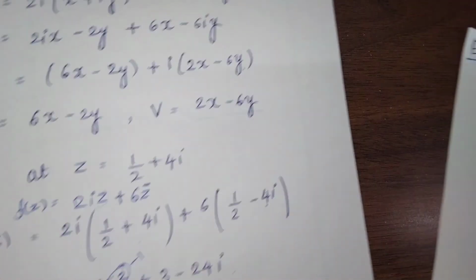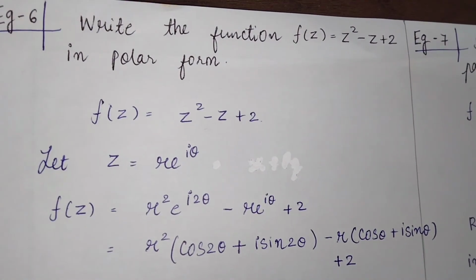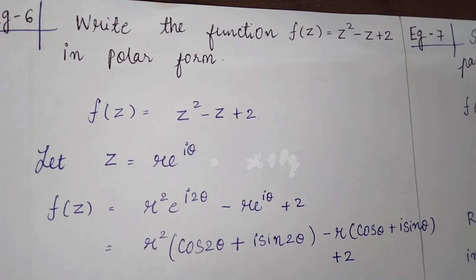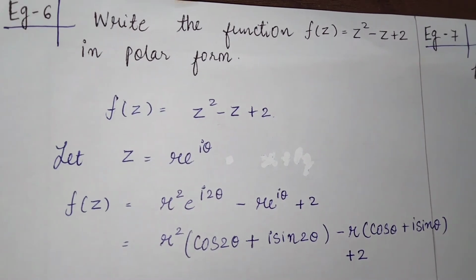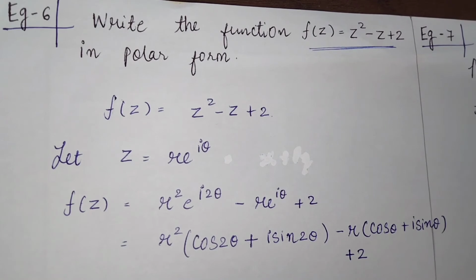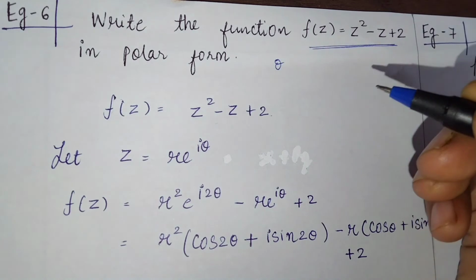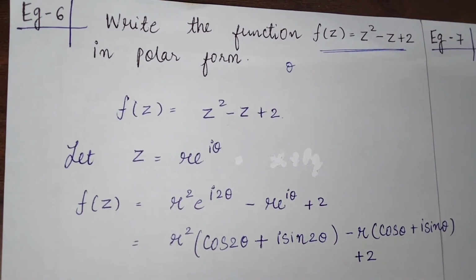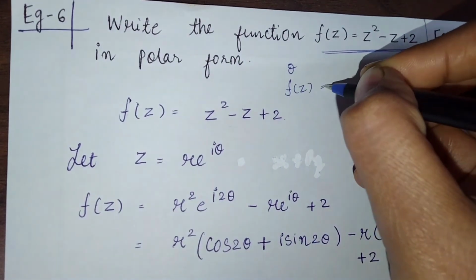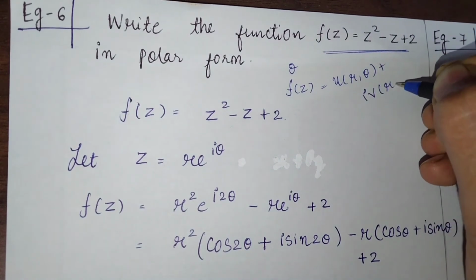So now example 6. Write the function f of z equal to z square minus z plus 2 in the polar form. You have to write this function in the polar form. What is the meaning of polar form? Polar form means you have to write in terms of theta. Okay, so writing it in terms of theta, we have to bring it to this form, that is u(r, theta) plus i v(r, theta).